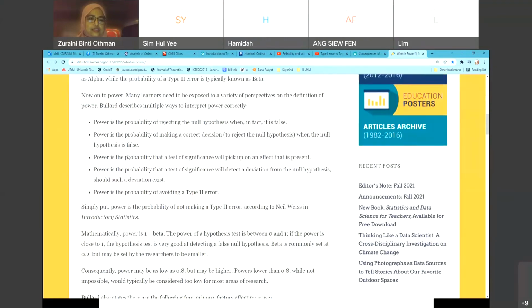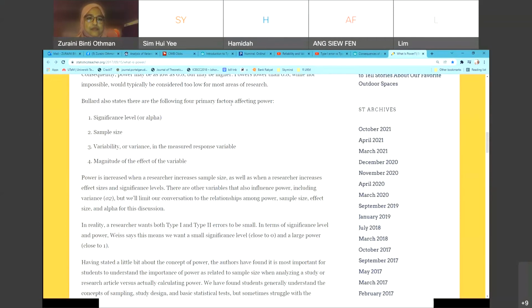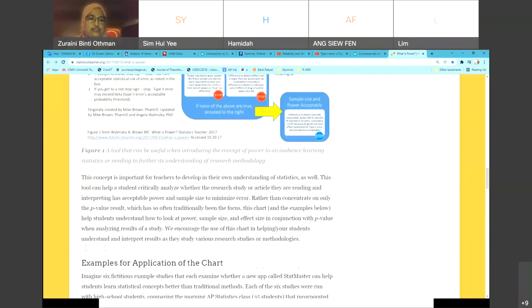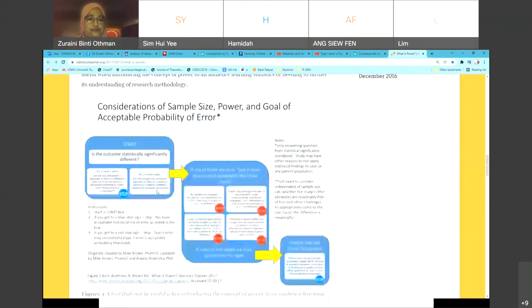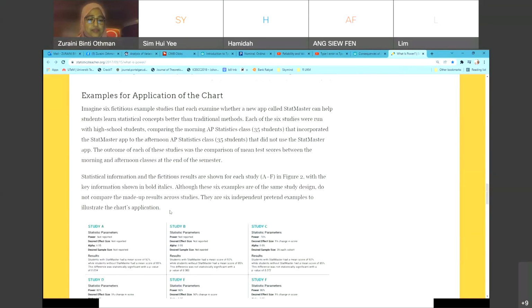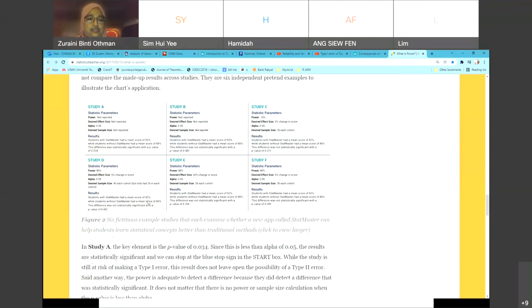This is the explanation about power, and these are the primary factors affecting power: significance level, sample size, variability, and magnitude of the effect. This is the chart that I showed just now. You can study this chart from the example applications that they give you. These are six case studies, and how they conclude.